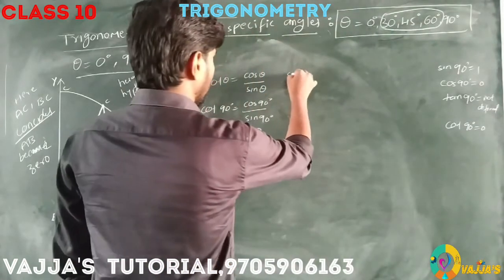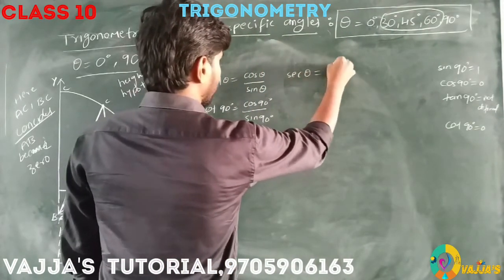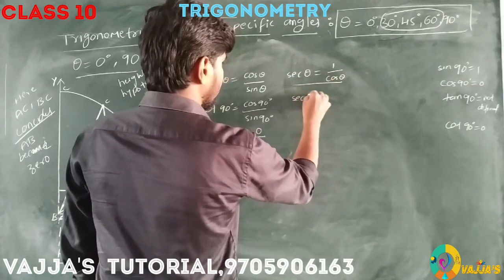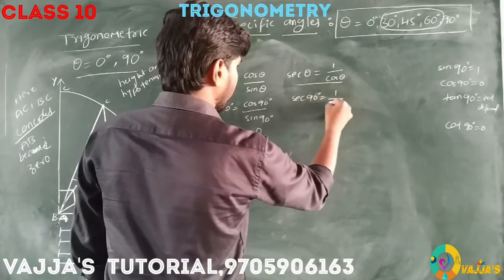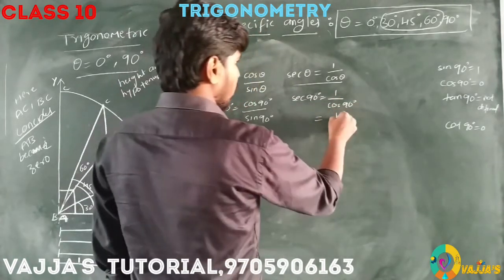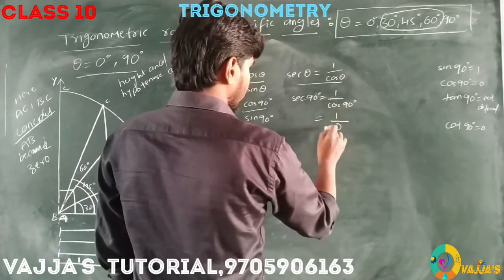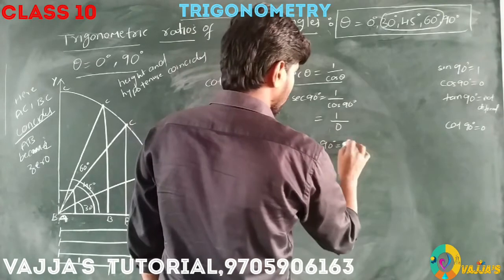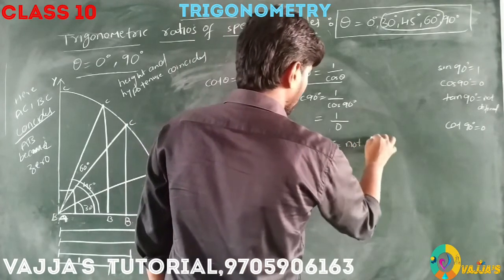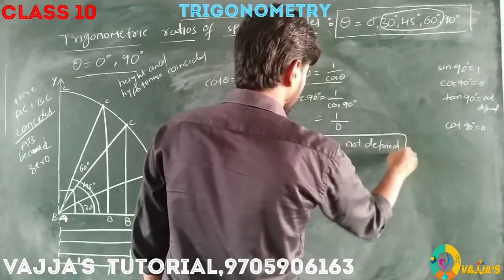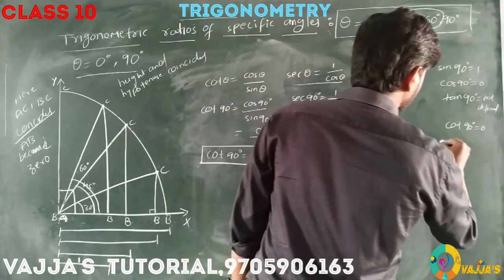Next, secant theta equals 1 by cos theta. By this formula, secant 90 degrees equals 1 by cos 90 degrees. So 1 by cos 90 value 0. So this is also an undefined value. It means not defined. Secant 90 is also not defined.